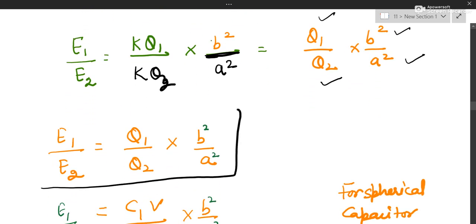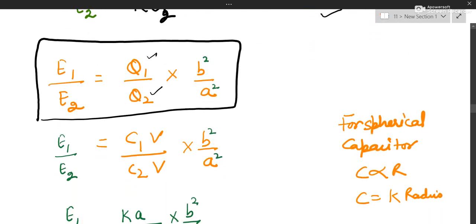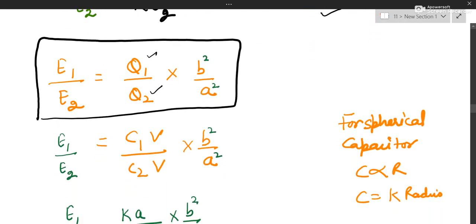But there is no mention of Q1 and Q2 in the question. So we cannot leave the electric fields ratio in terms of Q1 and Q2. We can only leave it in terms of A and B, because these are the two variables mentioned in the question. So now we have to remove Q1 by Q2. For that, Q1 can be opened as C1 into common potential and Q2 as C2 into common potential. Potential will be equal for both, so V is also cancelled.